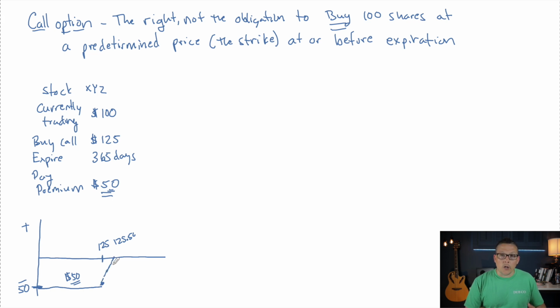Now, here's the beauty of buying a call option. Everything above this, the price of this stock, XYZ, can essentially go to infinity. So therefore, the max profit is unlimited. Okay, now, so this is the buyer side of a call option.